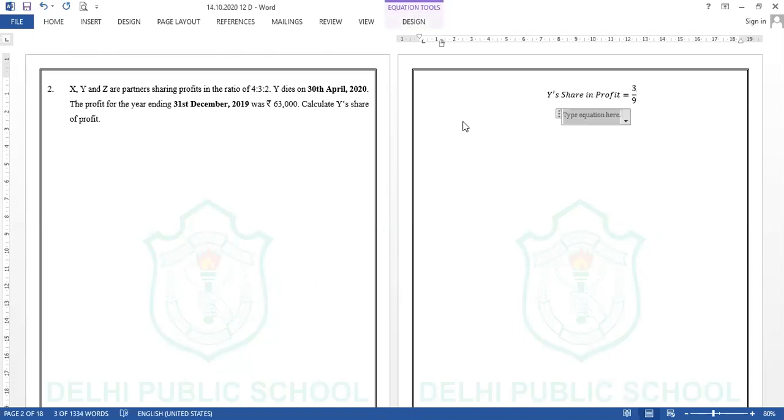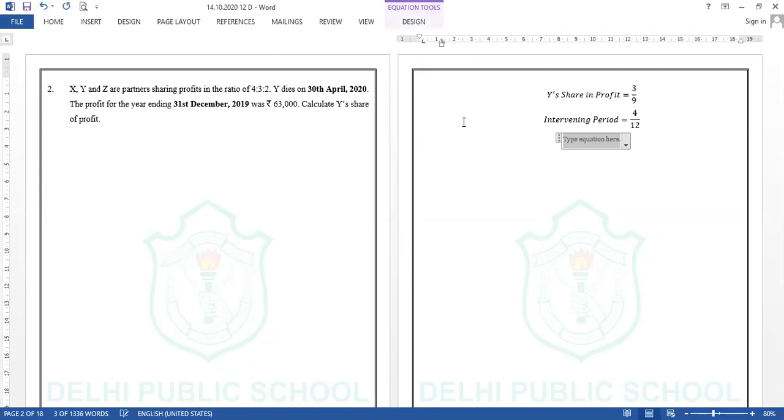Now, how many months are we going to take? The intervening period. Let me write that. The intervening period is from the date of the previous balance sheet till the date of the death: 31st December 2019 to 30th April 2020. So the intervening period is 4 months, so 4/12 has to be there.